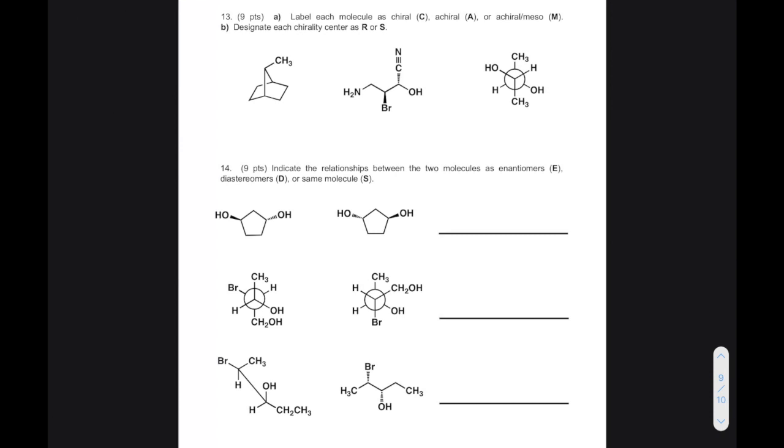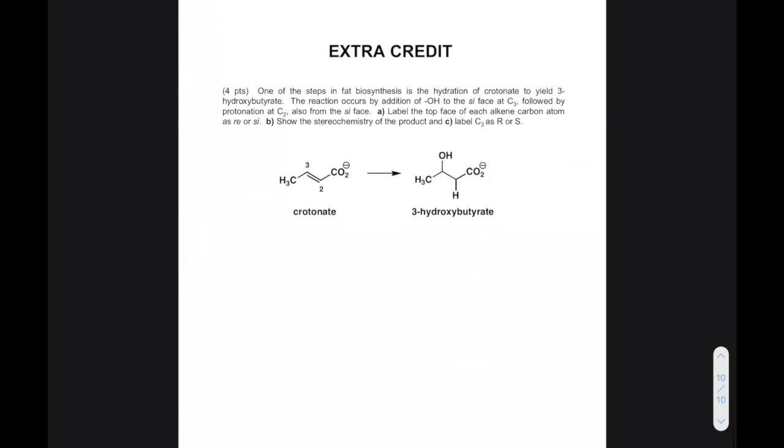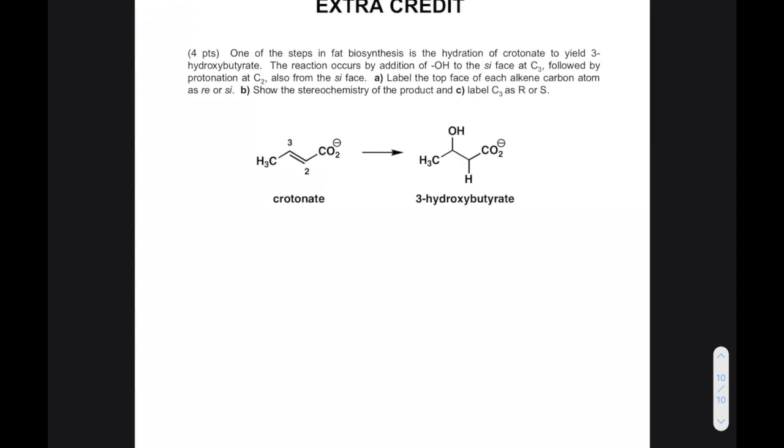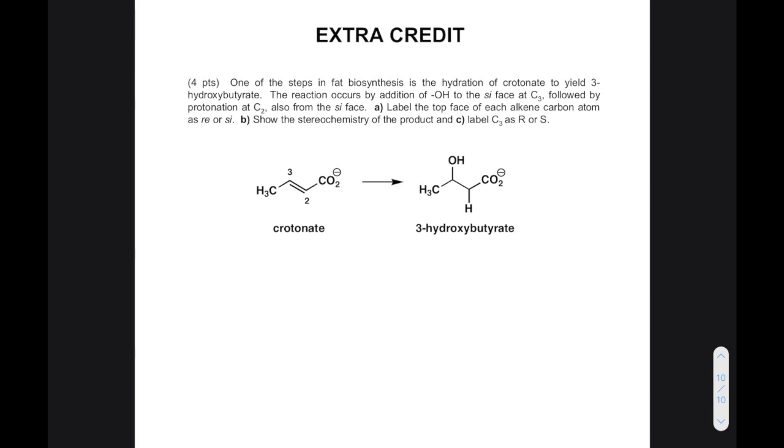Question 14, indicate the relationship between these 2 molecules on the left and right, as either enantiomers, diastereomers, or the same molecule. And lastly, we have an extra credit question that's a little bit tricky. I'll zoom in a little bit more. It says, one of the steps in fat biosynthesis is the hydration of crotonate to yield this molecule 3-hydroxybutyrate. The reaction occurs by addition of OH- to the psi-face at C3 here, followed by the protonation at C2 here, also from the psi-face.